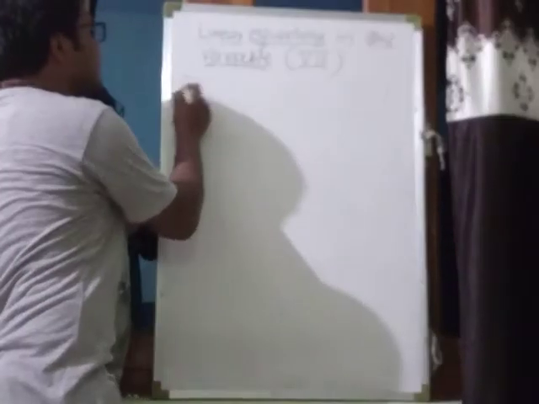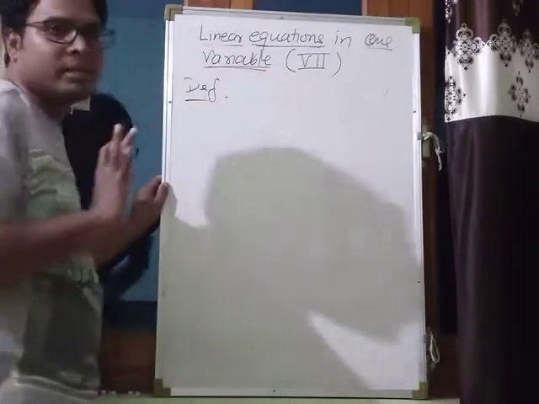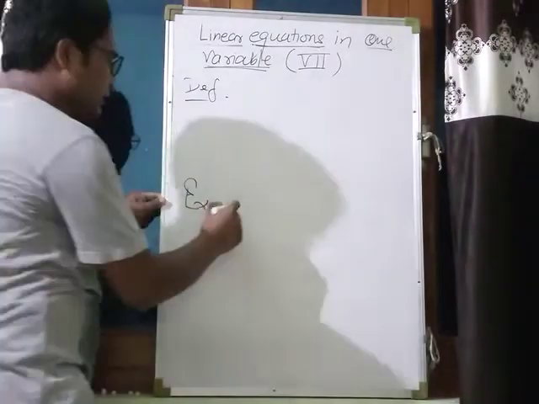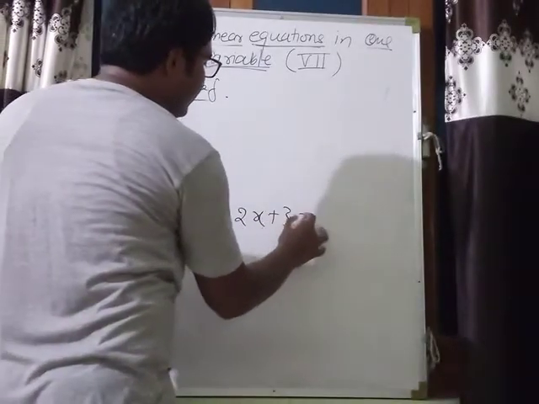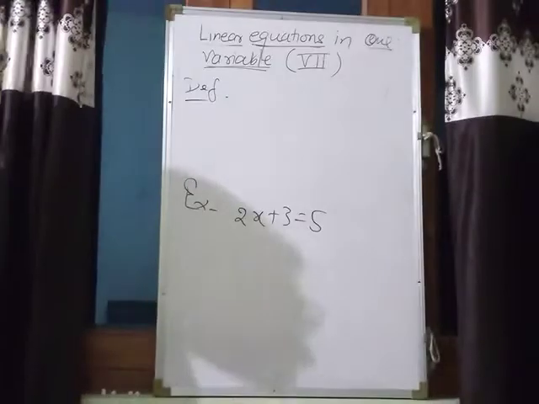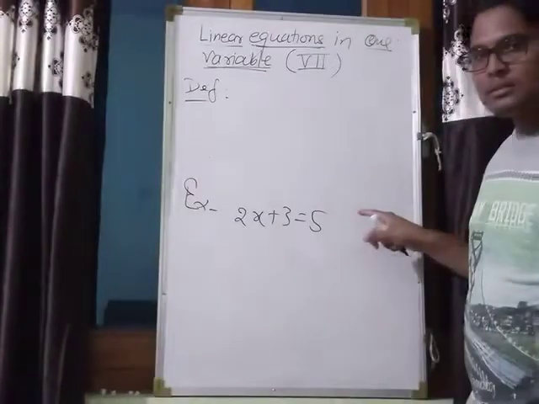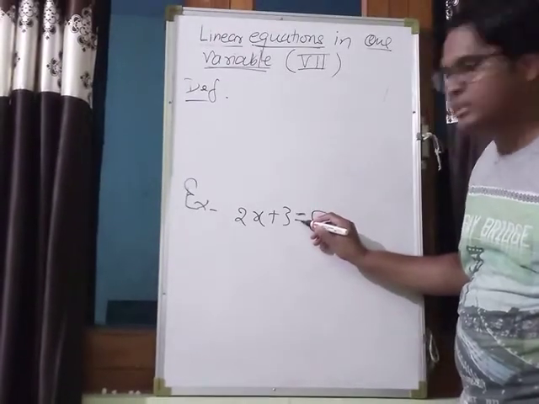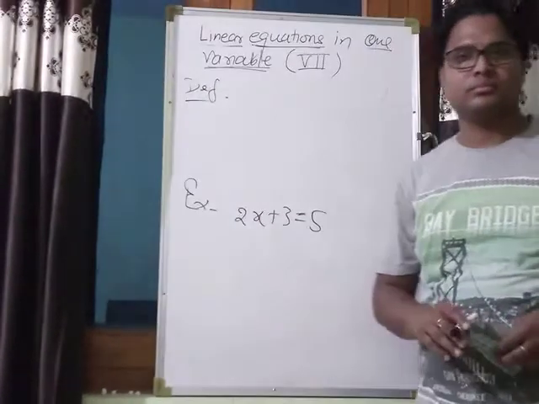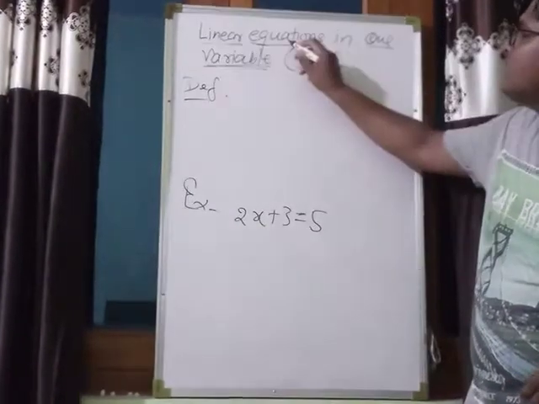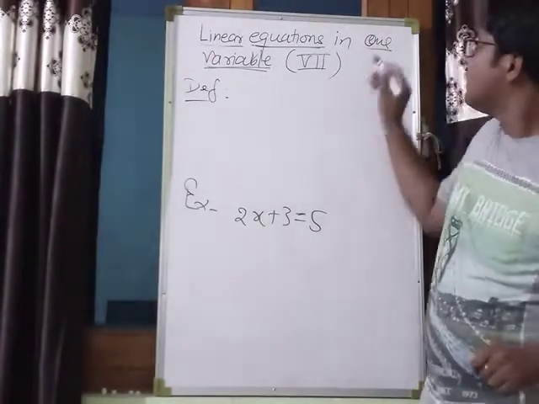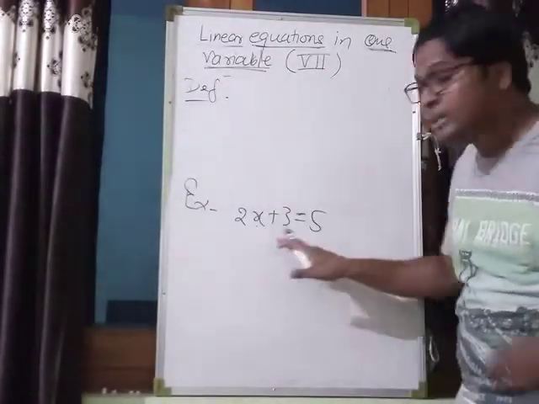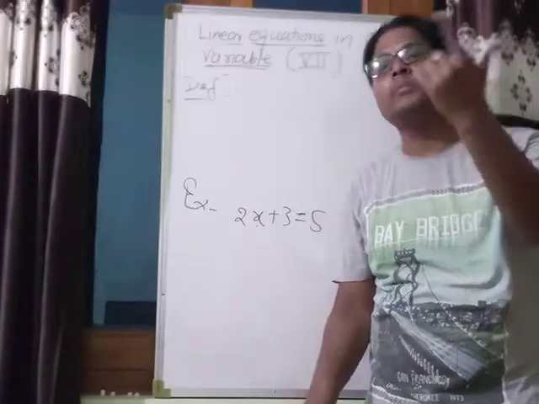So I am going to define linear equation in one variable. See what is that? I am going to give you some examples first. That is 2x plus 3 equal to 5. You can see in this expression equal is present there. So this is an equation. Okay? After that, how many variables are there? Only one, that is x. So this is an equation having one variable.